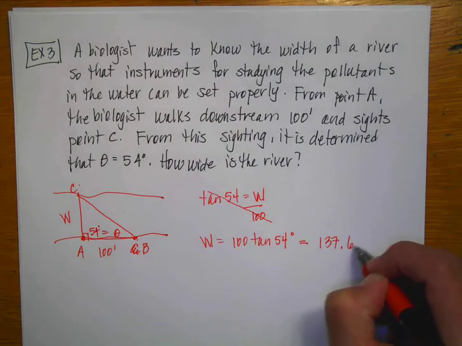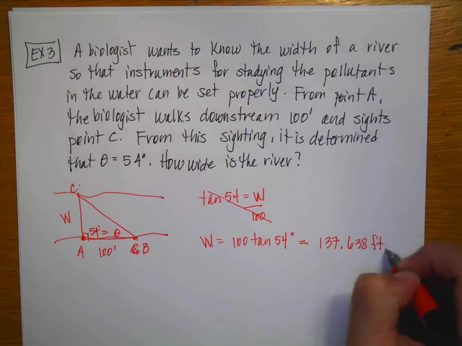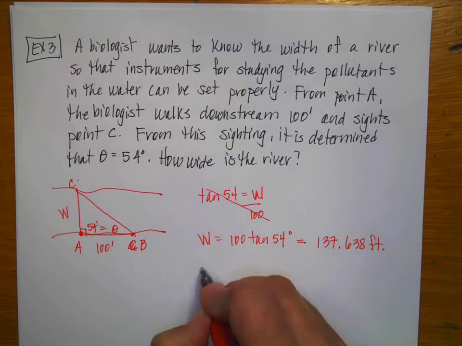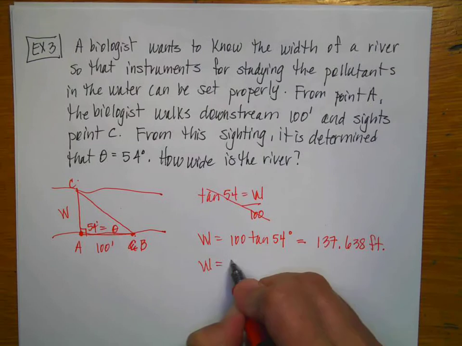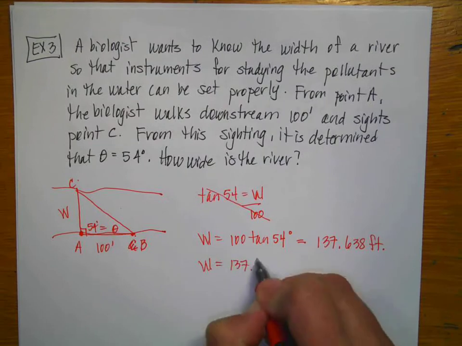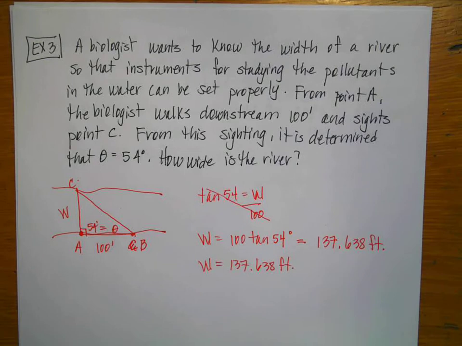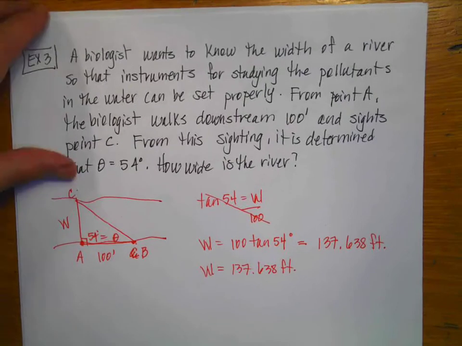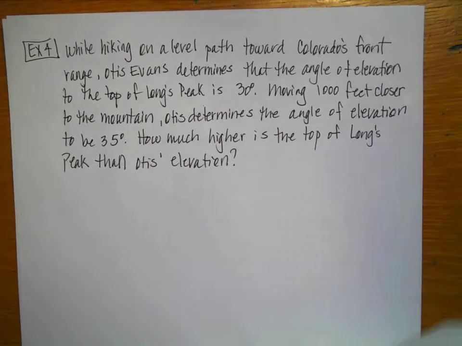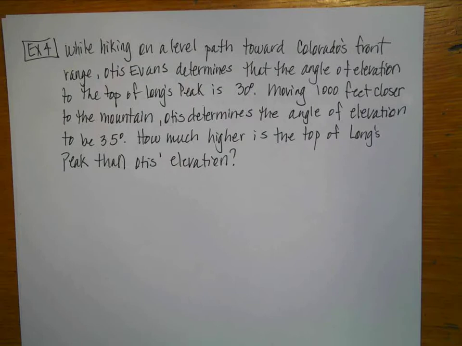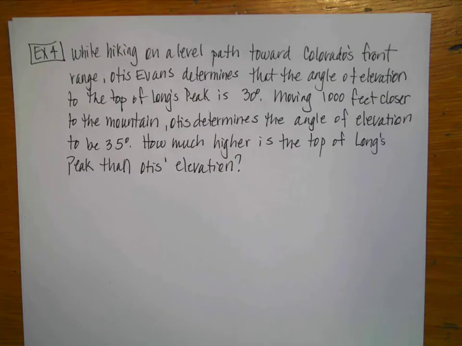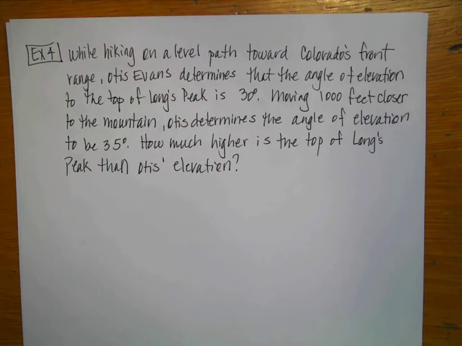And then I'm going to get 137.638 feet, okay? And then I would report, well, 137.638 feet, and that would be the width of the river. So these types of problems are really pretty straightforward, and then they get a little bit more fun. So let's talk about example number 4, because example number 4 is a little bit more fun.